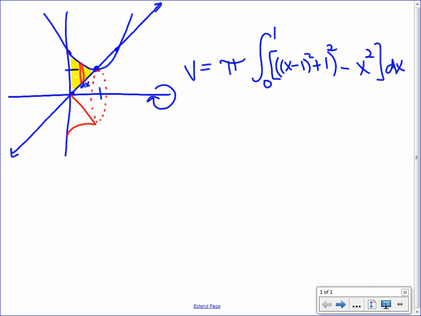I want this answer in terms of pi. Brady got 23 pi over 15. Agree or disagree?